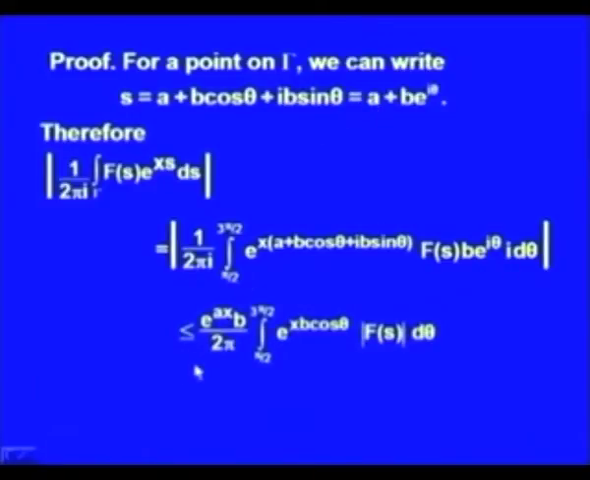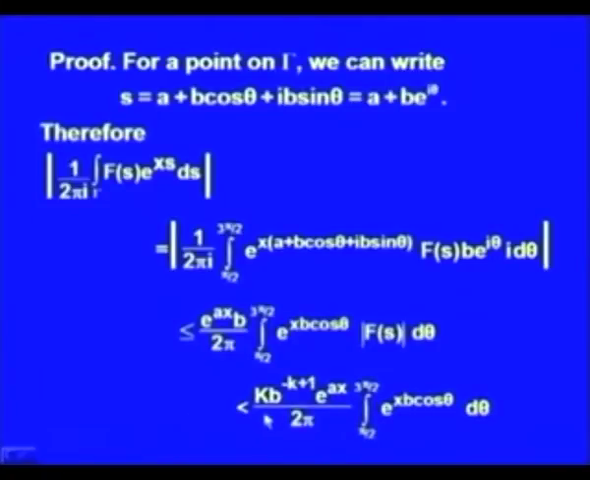So, now this is further less than or equal to e to the power a x into b. This b we can write here, and then mod of e to the power i b x sin theta is 1. So, 2 pi integral over pi by 2 to 3 pi by 2, then e to the power b x sin theta, and mod of e to the power i b x sin theta is equal to 1, and then we have mod of f s into d theta, and this is further less than k b to the power minus k plus 1.